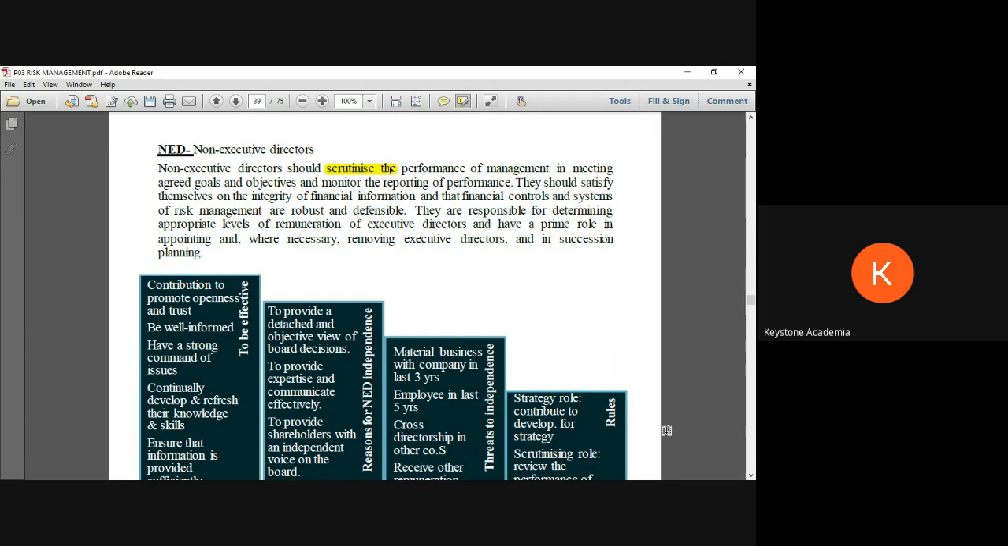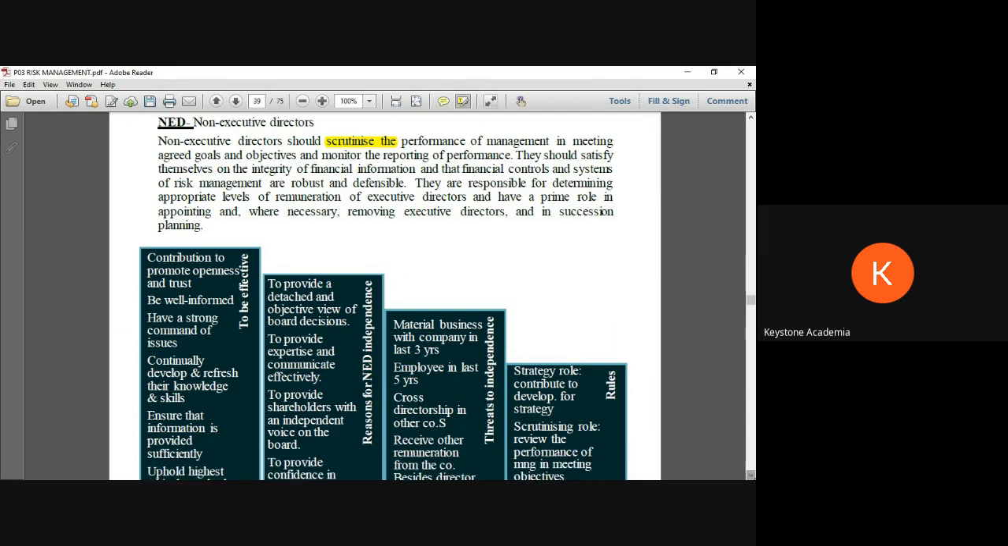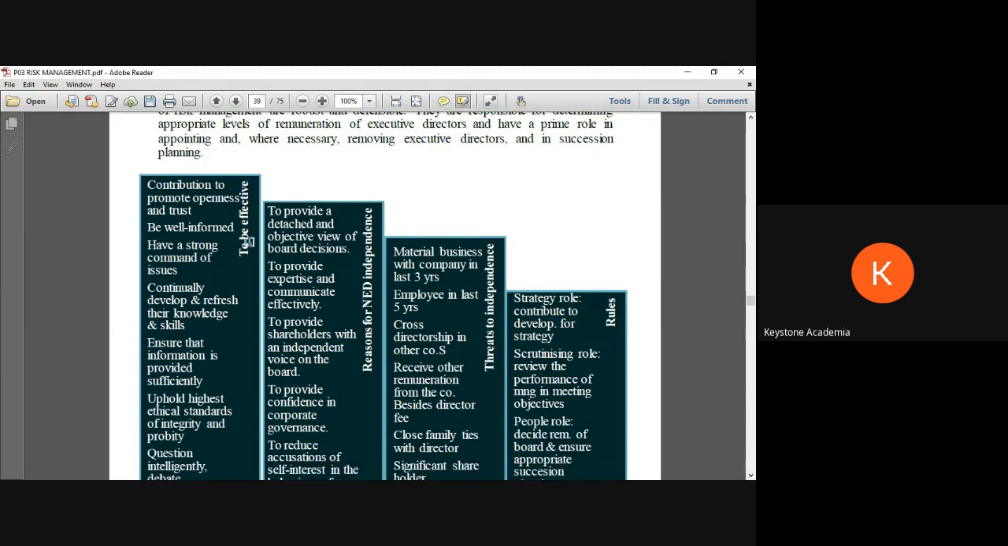What is the expectation from them? They should be effective and well informed, basically contributing to the board. Reasons for NED independence: they should be independent, as in they should not be part of our supplier. Let's say somebody is a CEO of a supplier and becomes a NED for us. Definitely that person can have a conflict of interest.